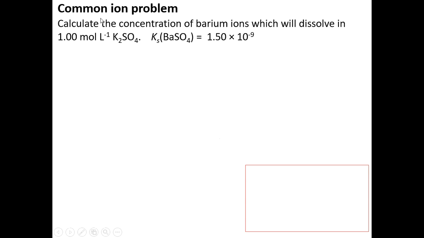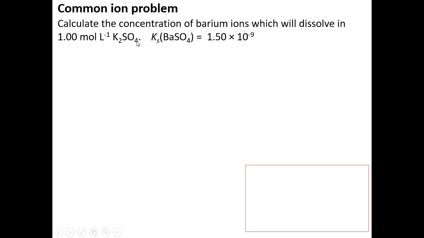So here's a common ion problem. Calculate the concentration of barium ions which will dissolve in 1.00 moles per liter of potassium sulfate. So we've got barium sulfate. So the cation is barium, the anion is sulfate, but we also have a solution of potassium sulfate where we've got a cation of potassium and an anion of sulfate. So our common ion is sulfate.